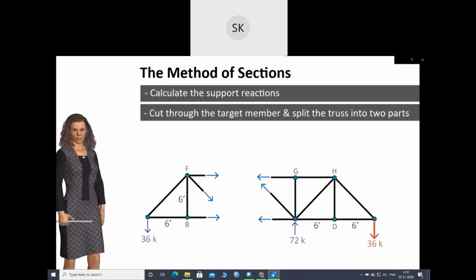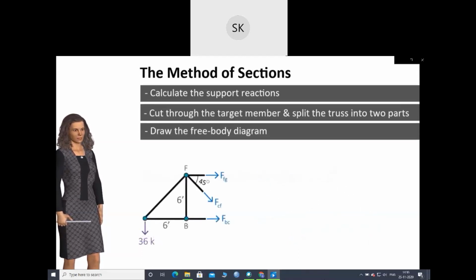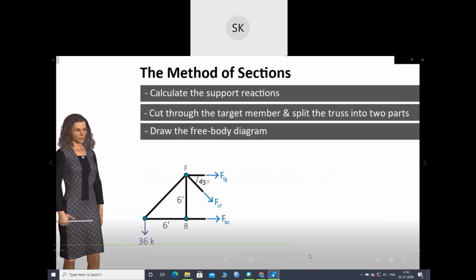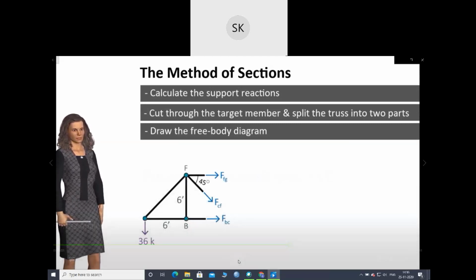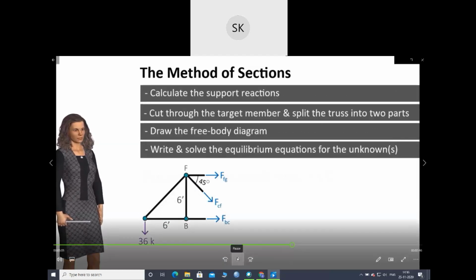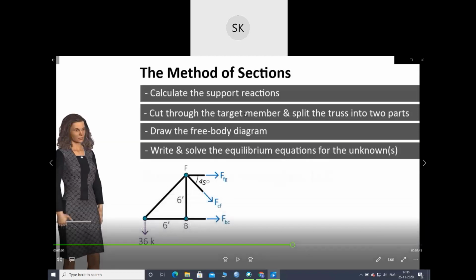Hence, 1 force per cut member is exposed. 3. We draw the free body diagram for one of the parts, showing the support reactions and the exposed member forces and relevant distances and angles on the diagram. So these are the main steps. Okay. First calculate the support reactions, then cut through the target member. Target member means the member in which you have been asked to find the forces.